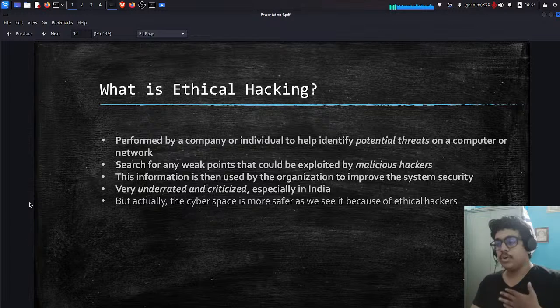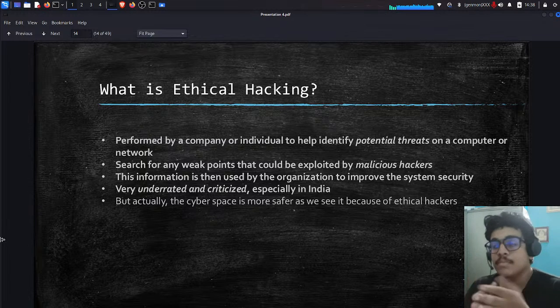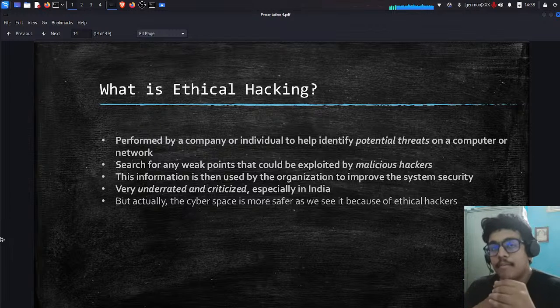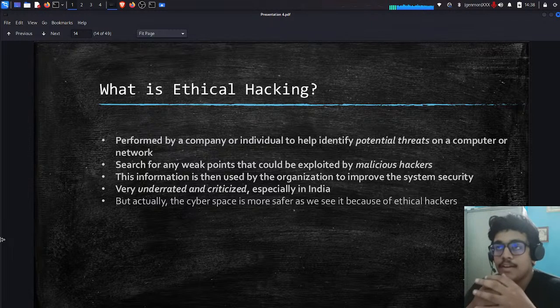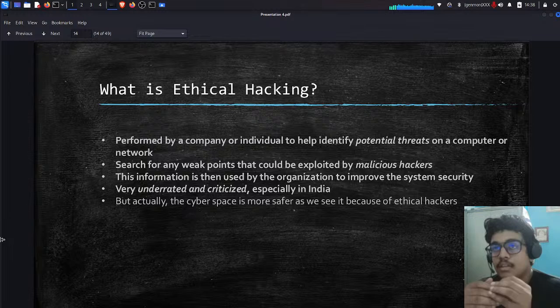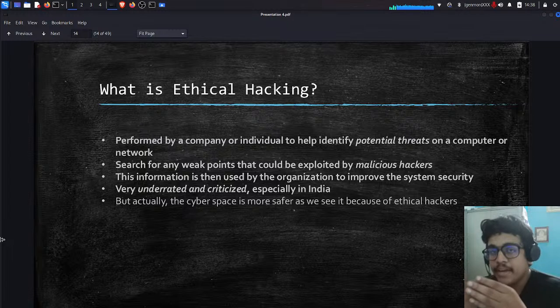We as good hackers hack into the system. We see what the potential threats are that can be exploited by bad hackers. We do not exploit them. We make a report and submit it to the company or the organization. Then the organization gives it to the development team to repair it or patch the updates for this vulnerability.